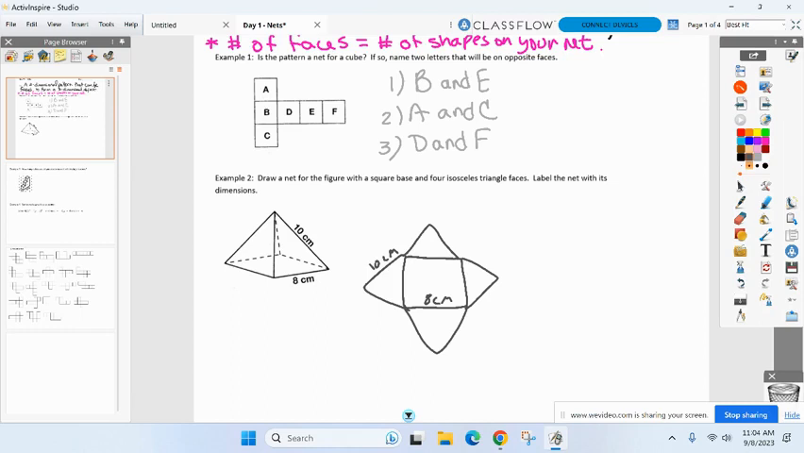We all good? I'm sure this is the one most people drew. Did anybody have a different net? Because I want you to realize that's not the only one that can be drawn. What if I started my triangle as the base and had the square come off of it? You can do that as well. Just don't think there's one net for every object, because that is incorrect.